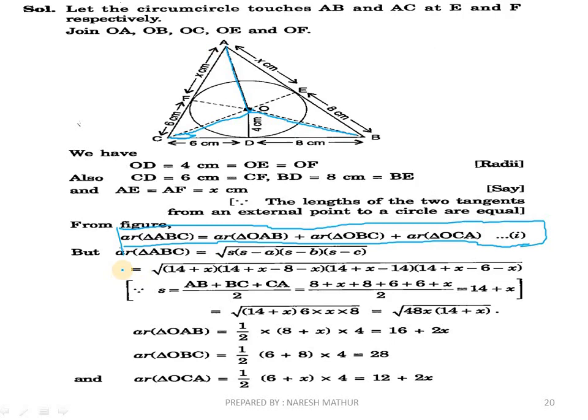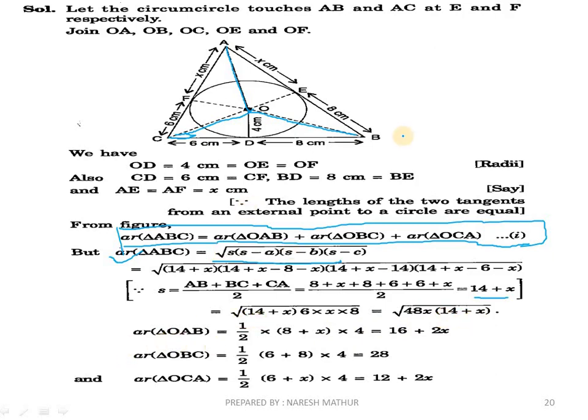Now we'll find the area of ABC by Heron's formula and the areas of these three triangles by the traditional formula, that is half into base into height. So for finding the area of triangle ABC, first we need to find S. S would be what? 6 plus 8 plus 8 plus 6 plus 6 plus x by 2. So after solving it, we'll get 14 plus x as the semi perimeter. Now put the value in the formula. So we'll get root of 48x into 14 plus x.